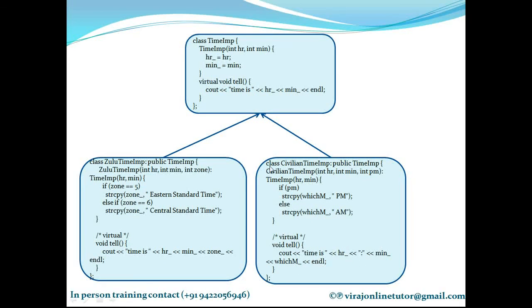Simple. So I have three implementation classes here. In the base, I just have hours and minutes. In Zulu time implementation, I have zone as well. And in civilian time implementation, I have whichem, which will tell me PM or AM. So the common thing is hours and minutes, which I have taken on top. What is different in Zulu time IMPL? Zone. What is different in civilian time IMPL? PM. Okay.